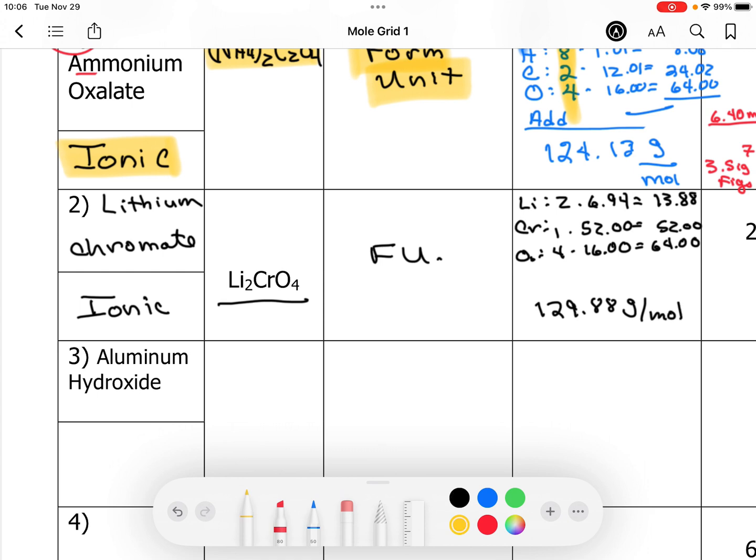For reference, let's notice that I have 2, 1, and 4 for a total of 7 atoms per formula unit.